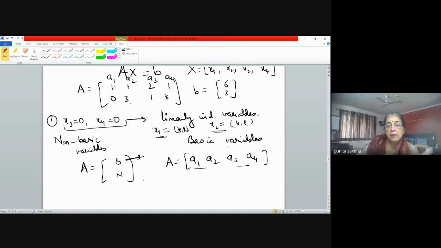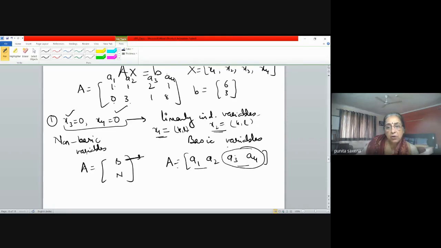अब इसमें से हमने क्या करा, हमने x3 और x4 को नॉन बेसिक वेरिएबल्स मान लिया, राइट। तो हमने क्या करा, that means in our A also we bifurcated into two parts, A3 and A4.